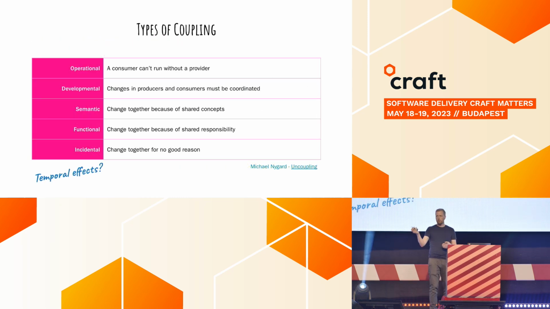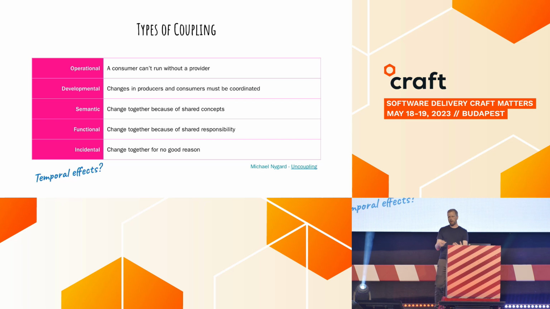Mike Nygaard, again, he was on stage just now. I really like his framing of types of coupling from his talk, Uncoupling. And I'm in particular, you could probably guess, really interested in the bottom one, which is incidental coupling, which is where stuff changes and you don't really know why it's got to.